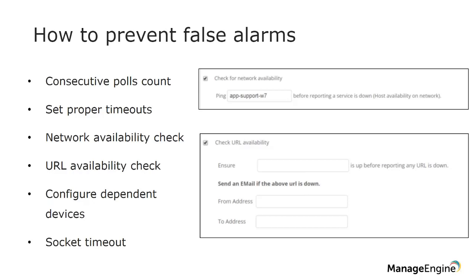A simple network availability check will immediately let us know whether or not there is an actual problem with the server, or whether this is due to a disconnectivity in the network.